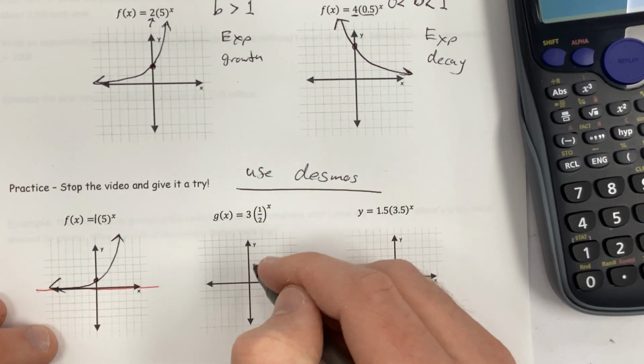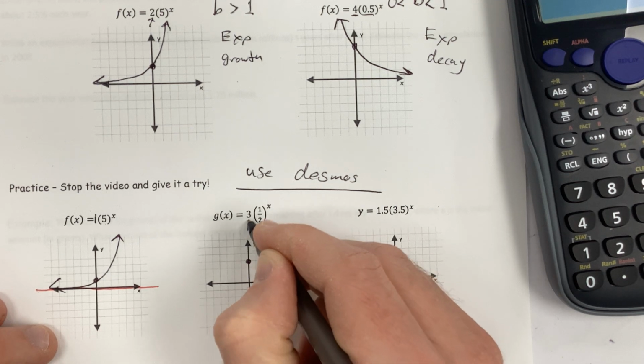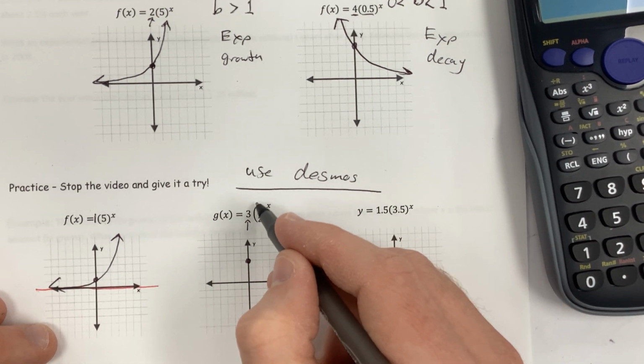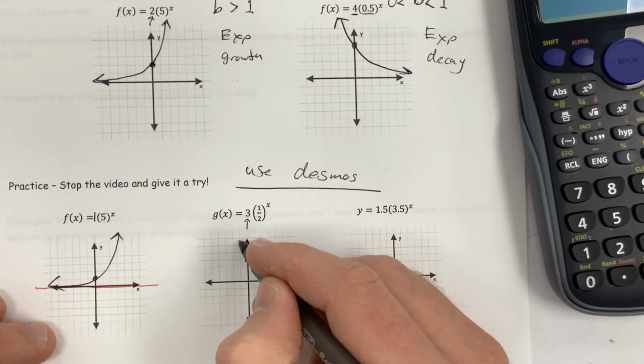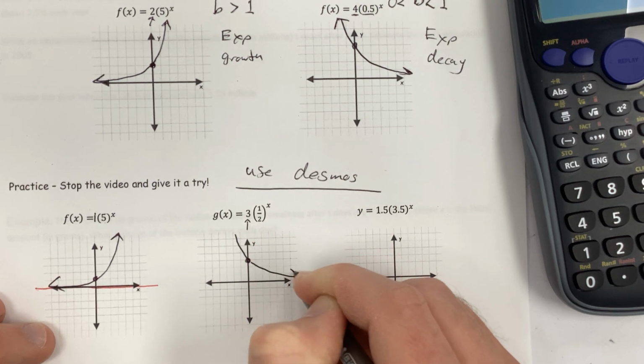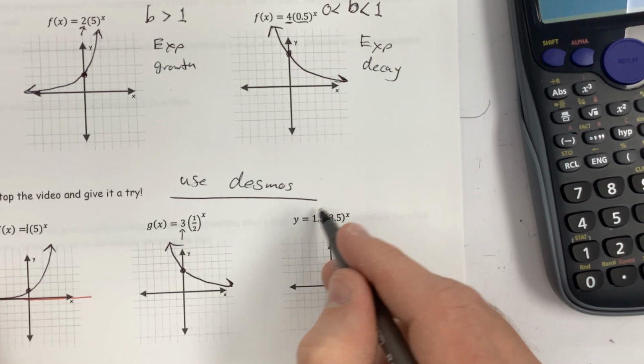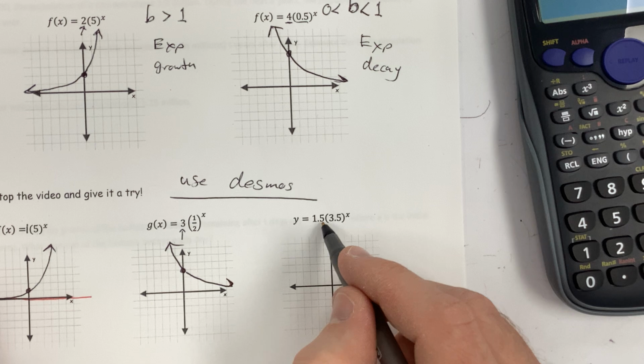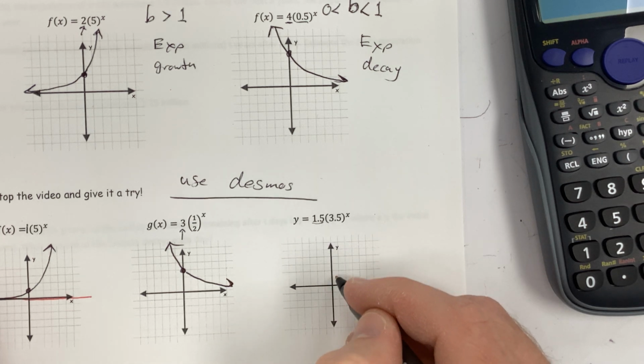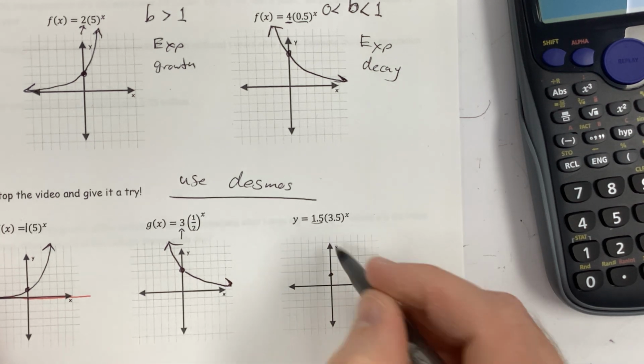This thing crosses at 3. So that's my y-intercept. But this, that's 1/2. That's exponential decay. So it looks something like this. And then this one's a little tricky. Okay, 1.5, that's your y-intercept, so somewhere about there-ish.